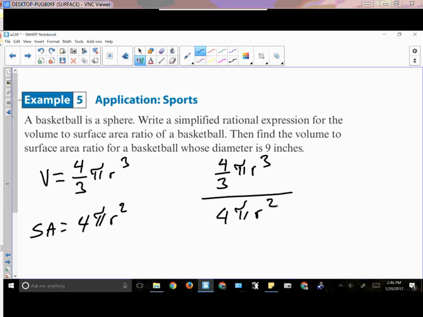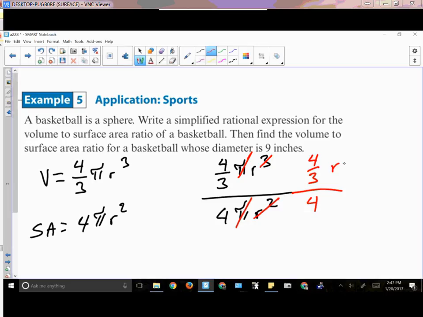Well, first off, is it all multiplication on the top? Is it all multiplication on the bottom? Yes. So I can cancel this pi with that pi, so we have no more pi. I have 3 r's up here, 2 r's down here, so these two can cancel with 2 of them up here, and I'm left with 1 r. So that means that I have 4/3 divided by 4, and there's an r up here.